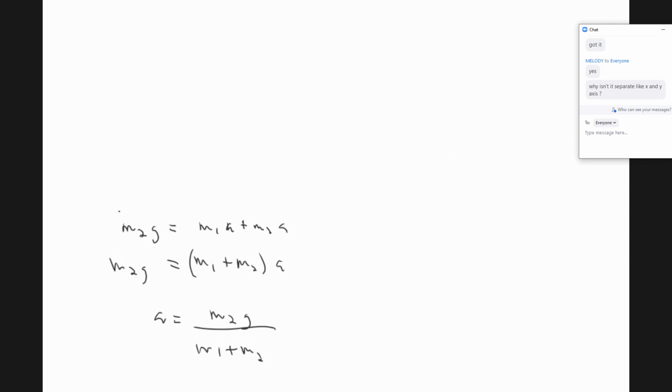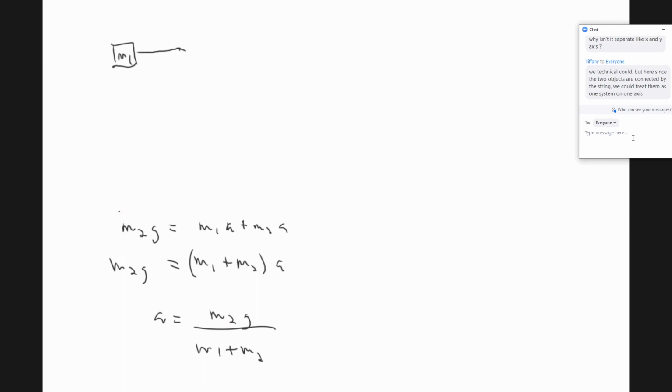I can break it down in X and Y. What's the point though? Sorry, can I just unmute? Yeah, go ahead. Okay, why wouldn't the up and down, like I did for M1 as positive Y and negative Y, why wouldn't that transfer over to M2?